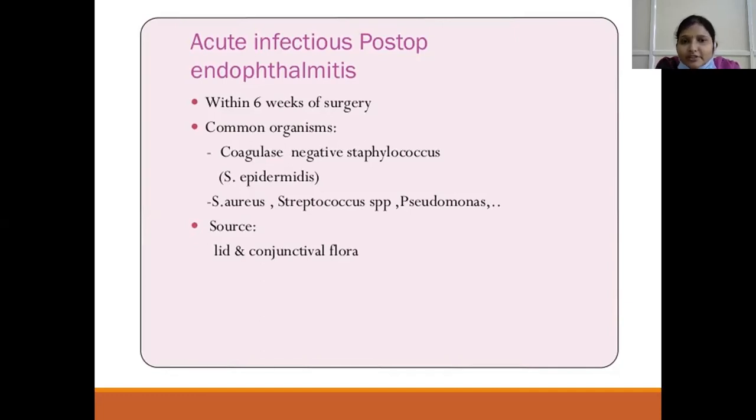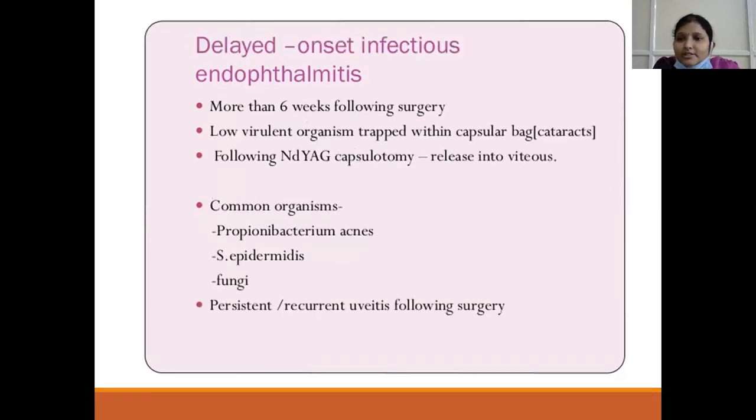So we'll deal first with acute post-operative endophthalmitis. As I said, it occurs within 6 weeks of surgery. What are the various organisms causing acute endophthalmitis? These are coagulase negative Staphylococcus, Staph aureus, Pneumococcus, Pseudomonas and Streptococcus. What is the source of these bacteria? It is the lid and conjunctival flora. And next, what is delayed onset postoperative endophthalmitis?